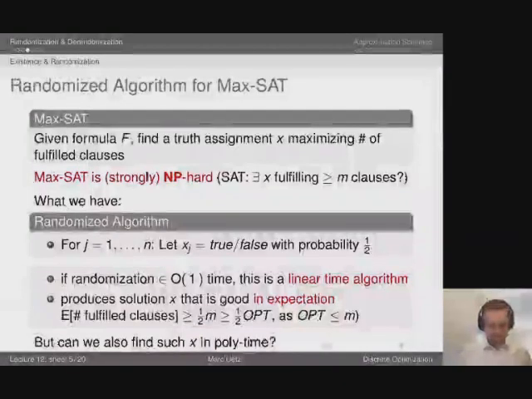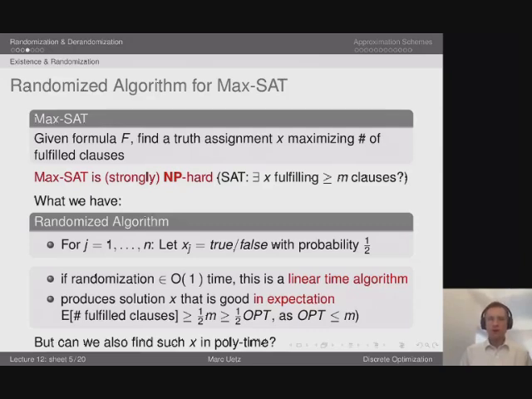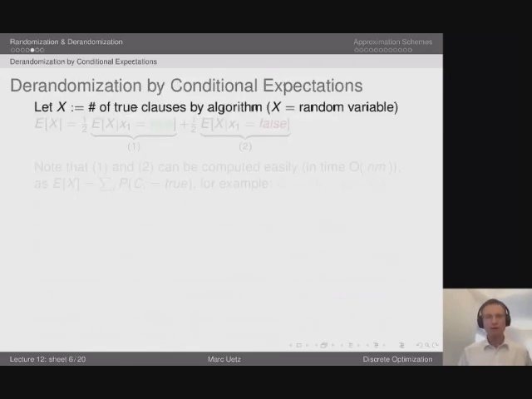And that boils down to the question, given this randomized algorithm, can we de-randomize this algorithm? So can we come up with a deterministic algorithm while preserving the same approximation guarantee, 1/2? And that is true, and that is actually true for very many randomized algorithms and known as the method of conditional expectations. And that works as follows.